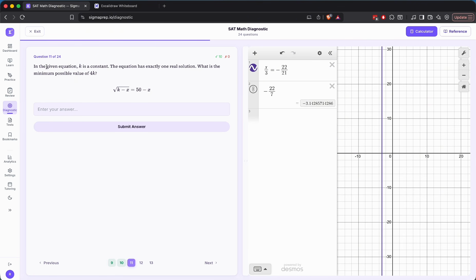Next one. Given an equation, k is a constant. The equation has one real solution. What is the minimum possible value for k? This is another discriminant problem. This one is a little harder to tell it's a discriminant. The first problem we started with was obvious: quadratic, right in your face.